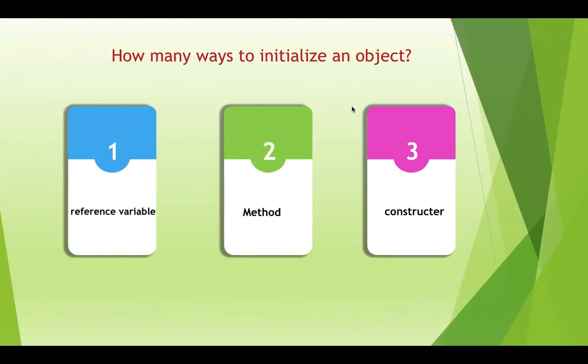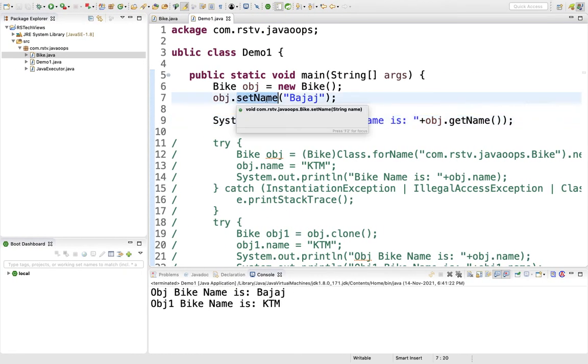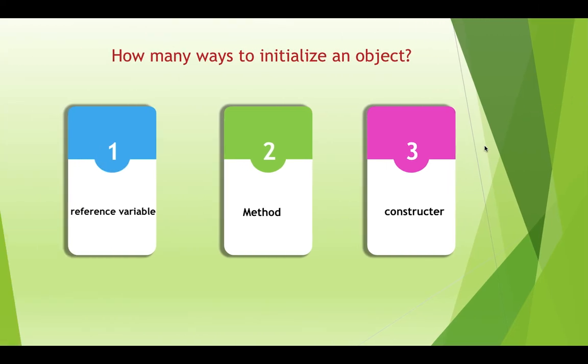Okay, so the second point you understand, right? Initializing the value using the methods. See, using the setter method I am taking the value and assigning the value to the variable inside the object, and getting it also using the method name. Okay, next point is, what is the third point? Constructors. Using the constructor, how to assign the values.